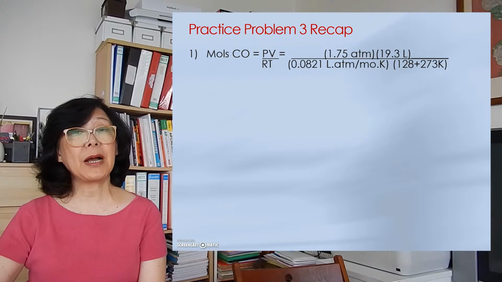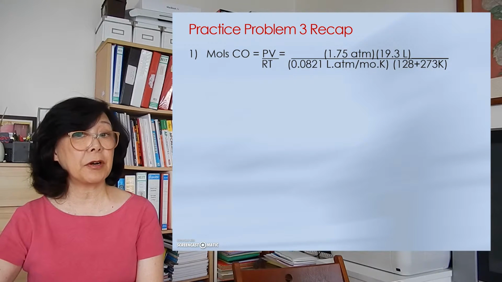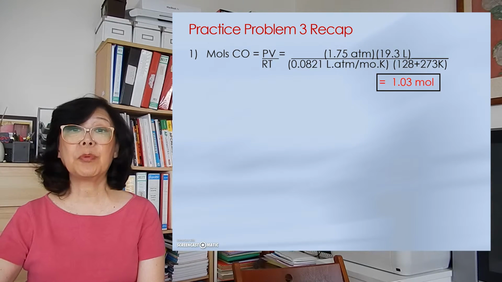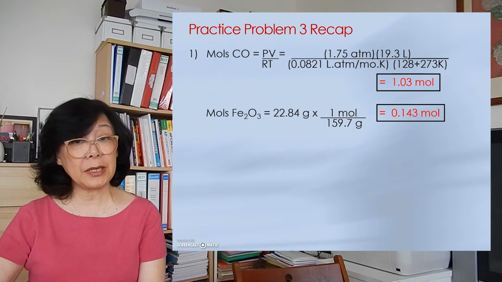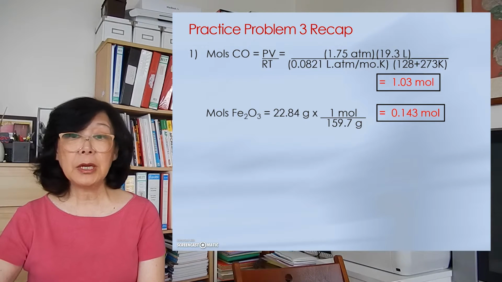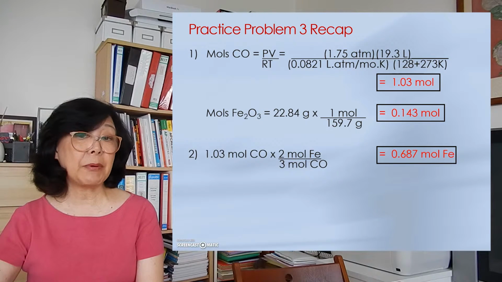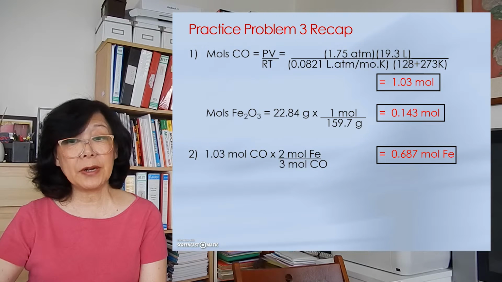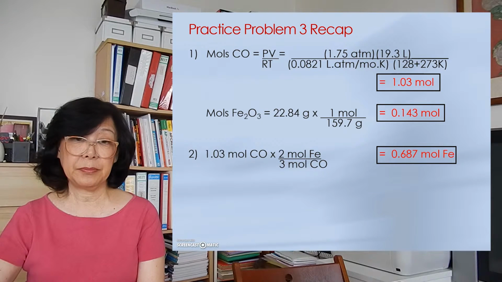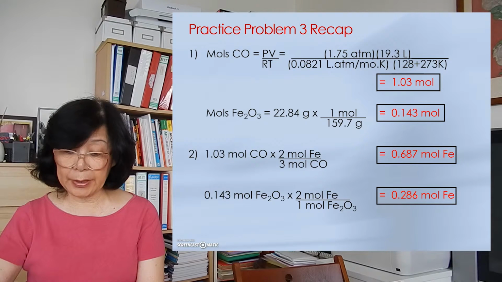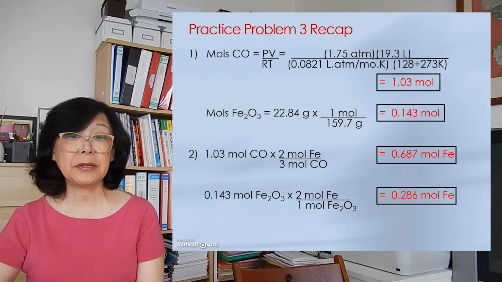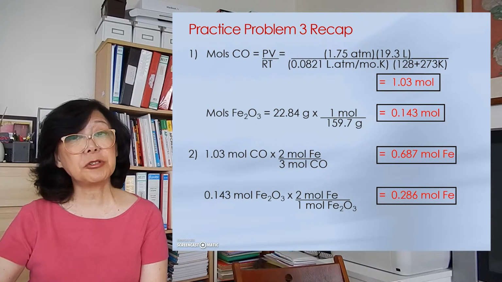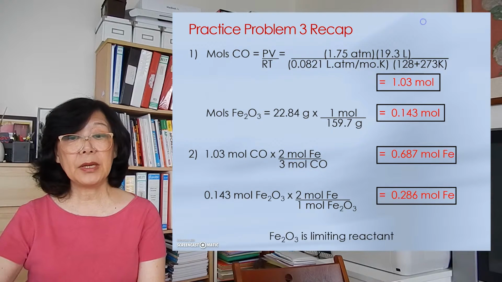First, we calculate the moles of carbon monoxide given using ideal gas law, PV over RT. We obtained 1.03 moles of carbon monoxide. Now we calculate moles of iron 3 oxide given based on 22.484 grams. We get 0.143 moles of iron 3 oxide. Now we take this moles of carbon monoxide, 1.03, convert into moles of iron, 0.687 moles of iron. And if we use 0.143 moles of iron 3 oxide using a mole ratio of 2 to 1, we then calculate to be 0.286 moles of iron. Because the iron 3 oxide yields lesser number of moles of iron, therefore, it is the limiting reactant.